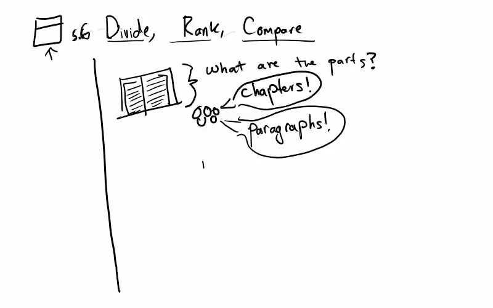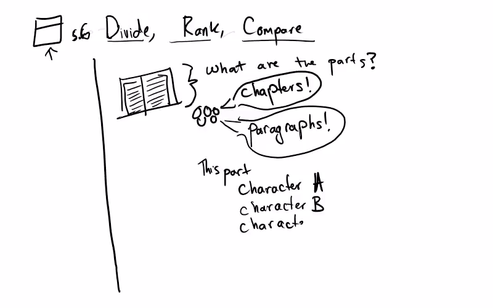So, like this part is about one character, this part is another character, and this part is another character. So it's really like, what are the parts about? You still want to keep them paragraphy sized, right? So each one should just be a few sentences. But they want to be about different things.